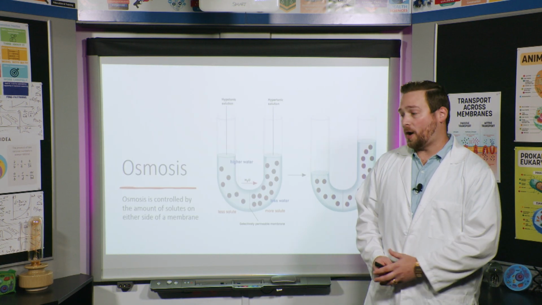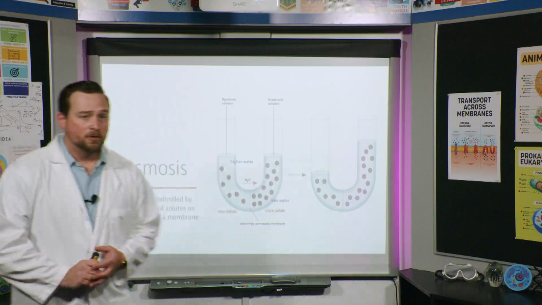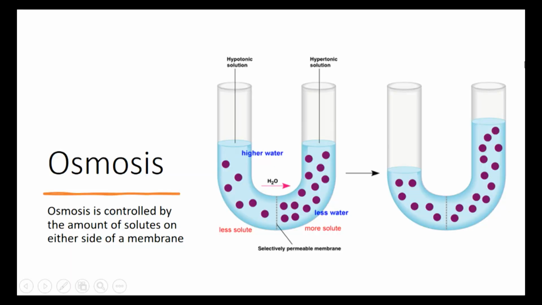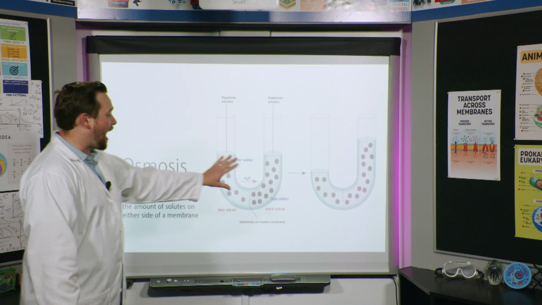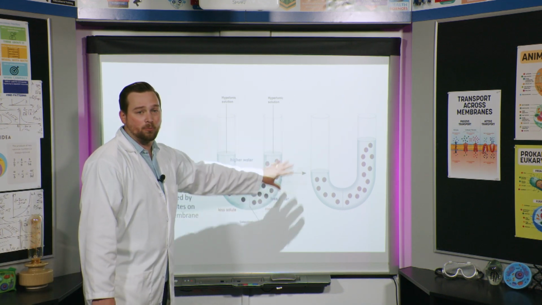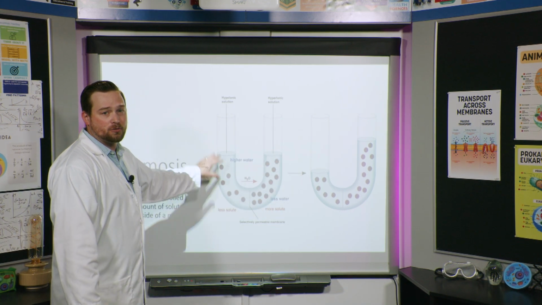So here's another way to look at that picture, okay? Remember, osmosis is controlled by the amount of solutes on either side of the membrane. We have this kind of horseshoe-shaped tube, and there's a membrane down the middle. The membrane is going to let water move across it. Water can move through things really well, but the solutes aren't always going to be able to get across that membrane. So there are more solutes on the right-hand side, more little dots over here, and less solutes over here.